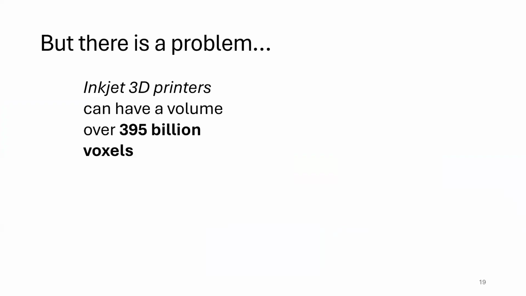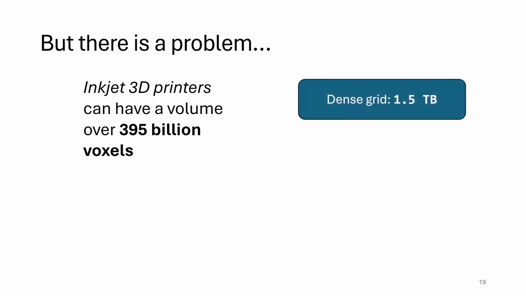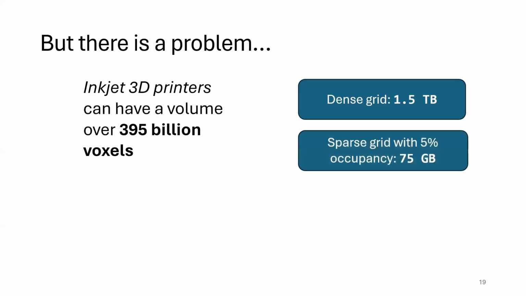We have a really large volume with really small resolution to deal with. So just one of our inkjet 3D printers we have downstairs has almost 400 billion voxels we need to define in it. If we were to use a dense grid, we're talking about 1.5 terabytes worth of space. That's not reasonable for every single print we want to do. If we use something like OpenVDB with an average of 5% occupancy, we're still talking about 75 megabytes. That's a pretty conservative estimate.